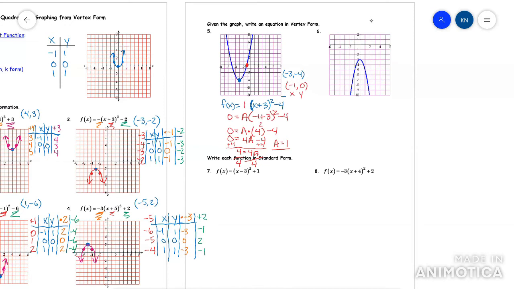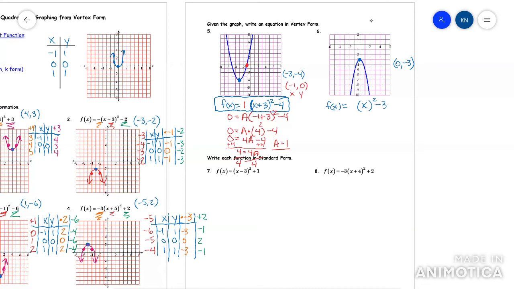And this is my actual answer. So basically, identify your vertex and start setting up your equation. Then choose any coordinate and solve for the letter A. So let's look at this next one. My vertex is at 0, -3. So write a quadratic that would make that your vertex. You could put x minus 0, or you could just put x.